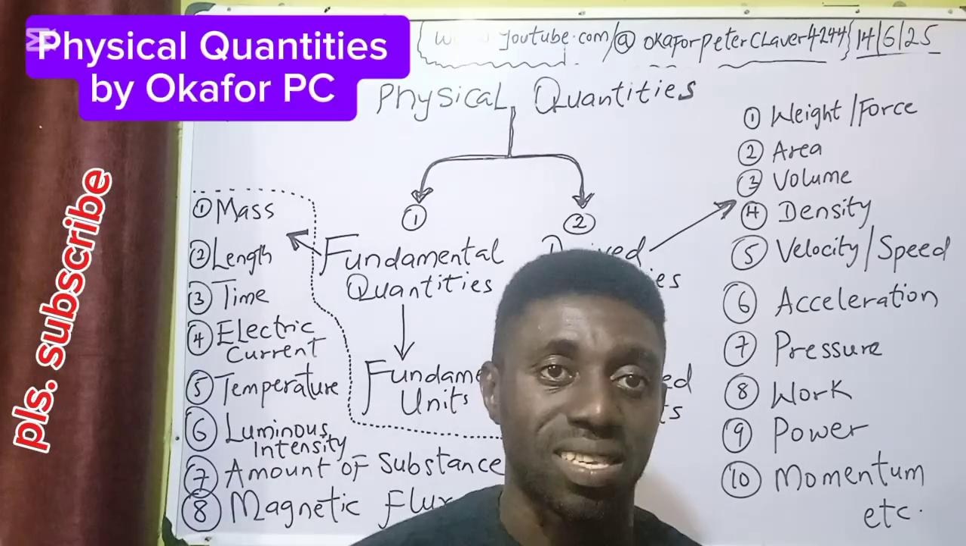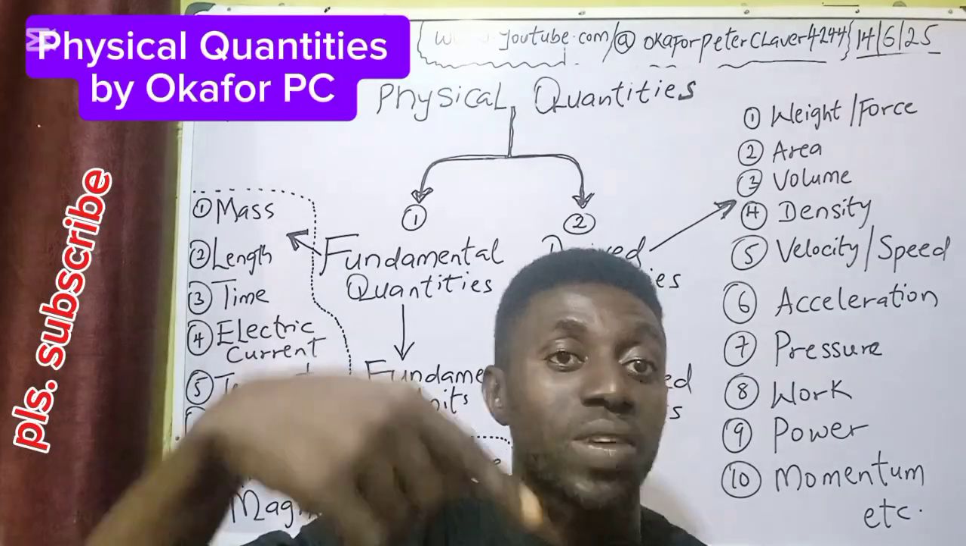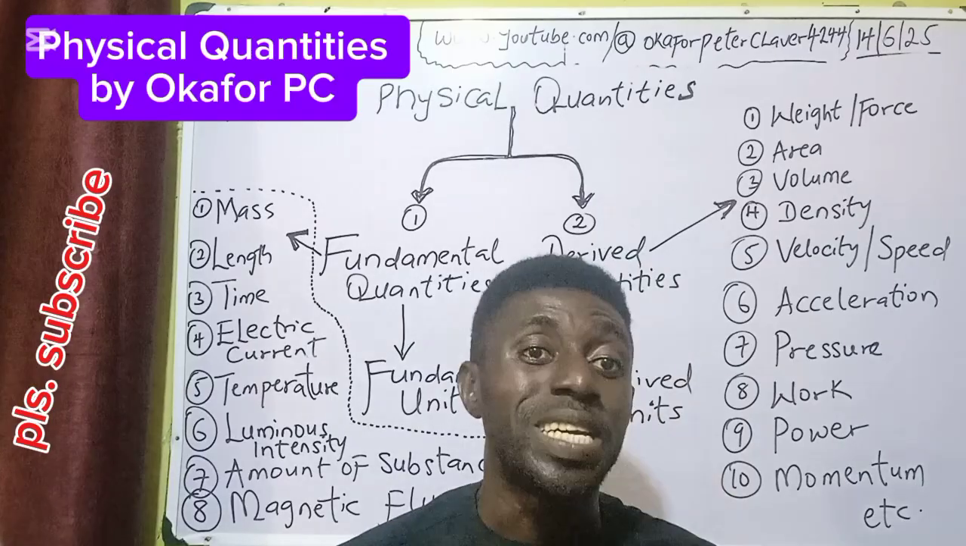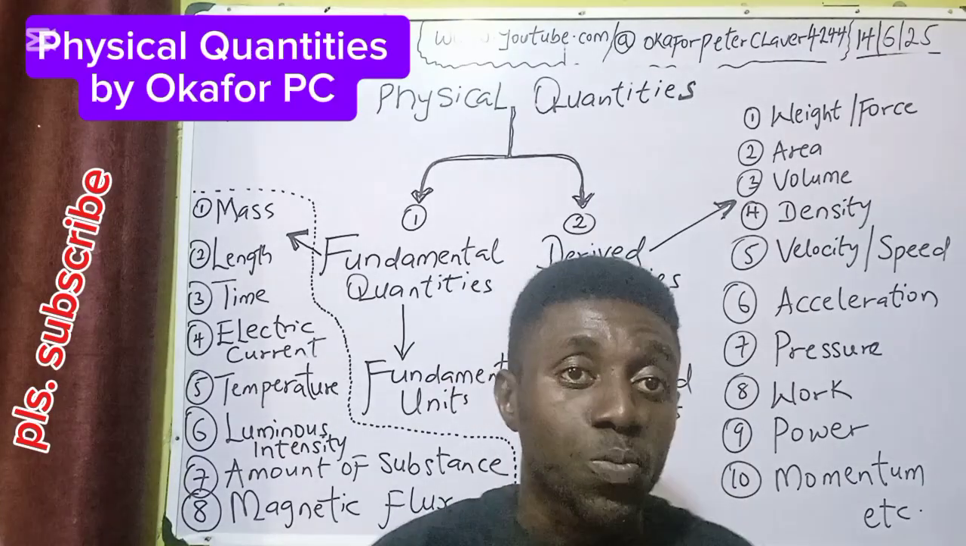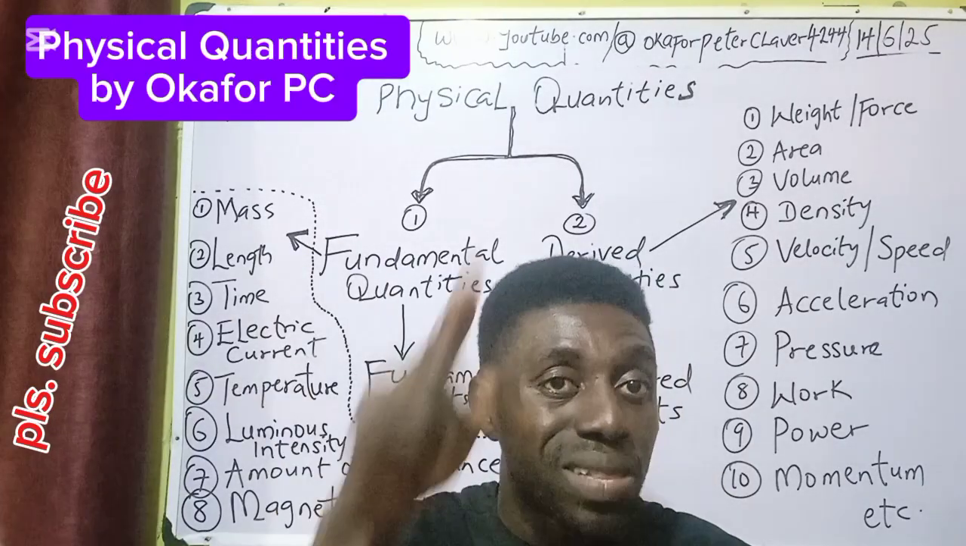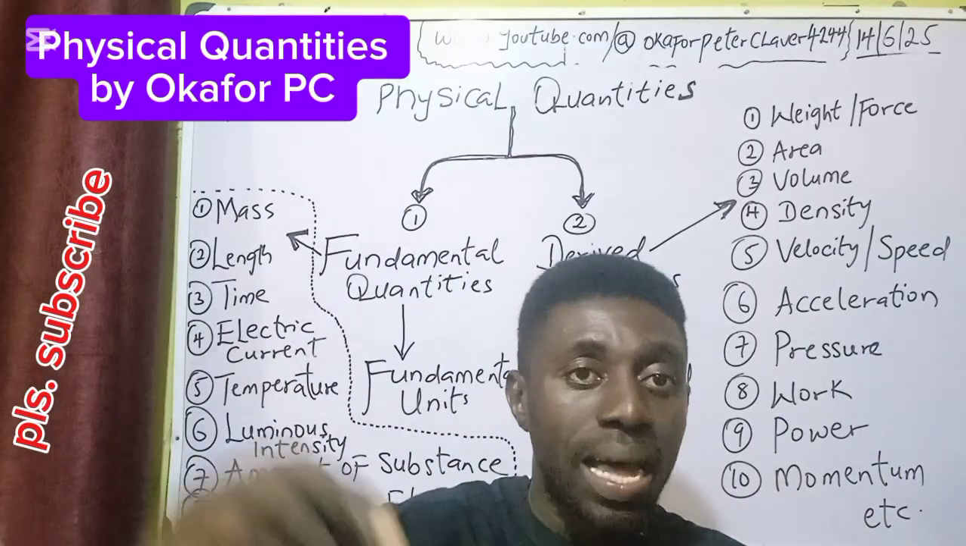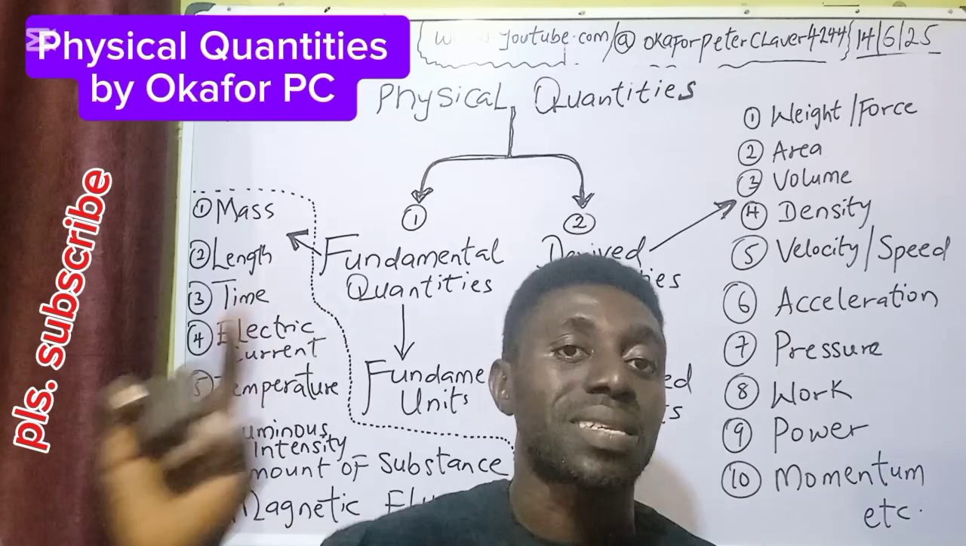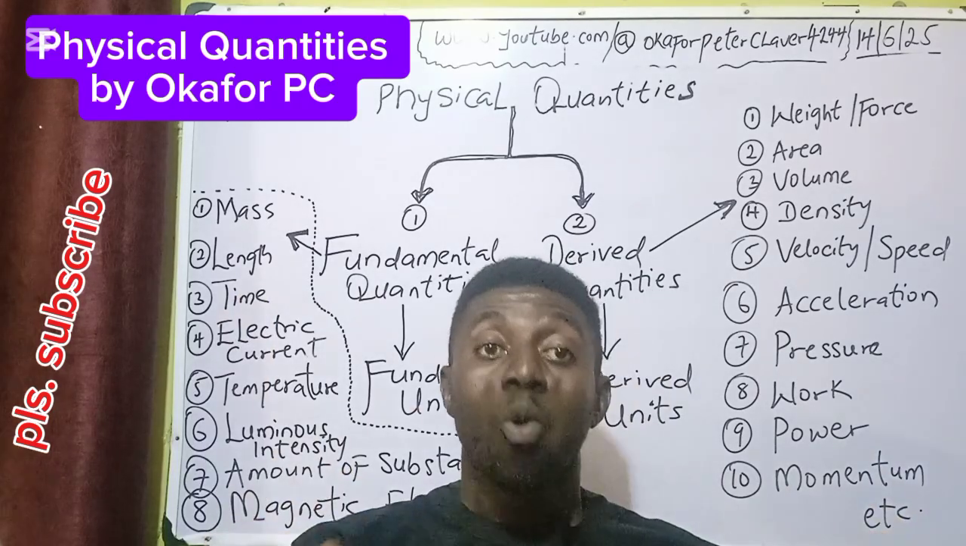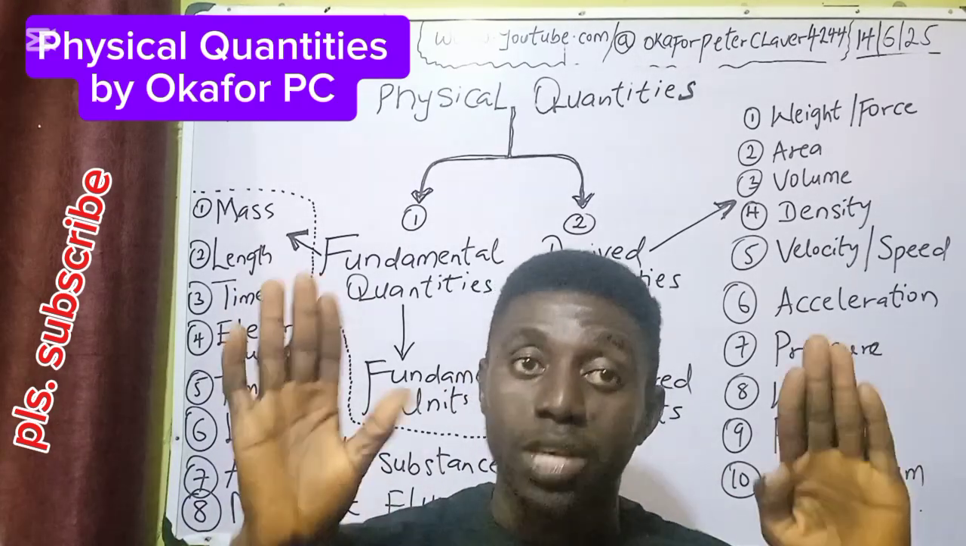Area, length times length. M times M, meter square, unit of area, meter square. Speed, meter per second, because speed is gotten from distance and time. Distance over time. Distance is meter. Over, per. Time is seconds. Meter per second. No panic. We'll still explain these formulas and their units.